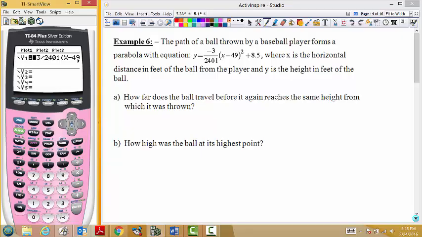Not helpful. What did I just do? Did I forget to square it? Nope, I didn't. I'm going to have to change my window. Let's hit zoom 6. Zoom 6 is the fix. It just kind of fixes it back to where it was. I'm going to need to go over 49 and up 8.5 because it moved right 49 and up 8.5, so I'm going to have to change my window. Let's change our x max to 100, and everything else the same.